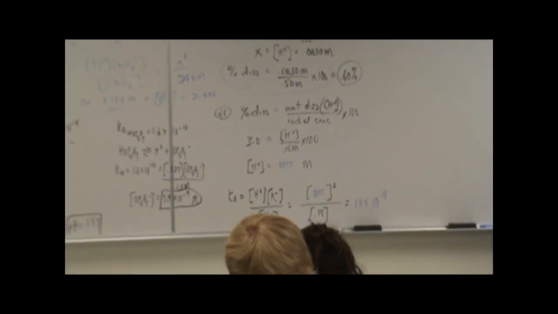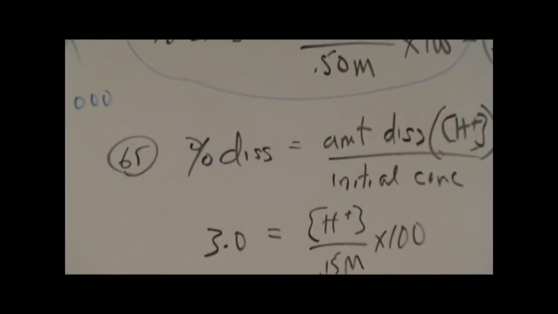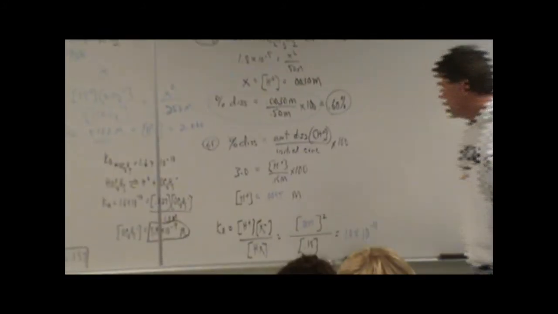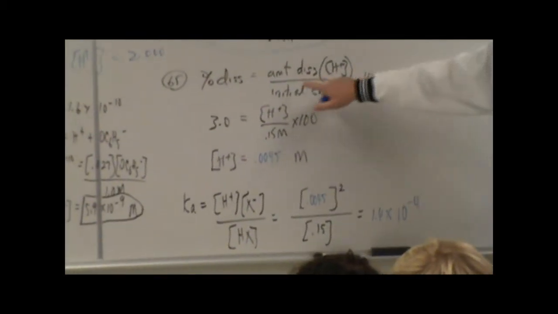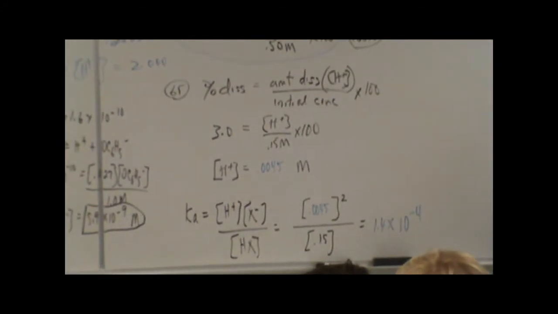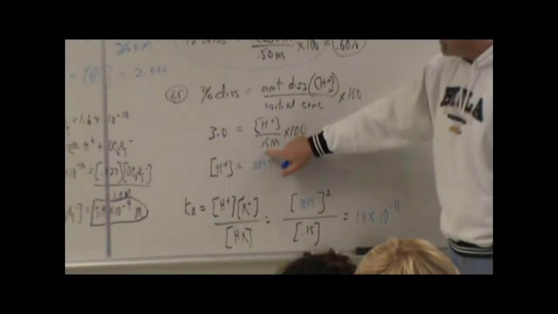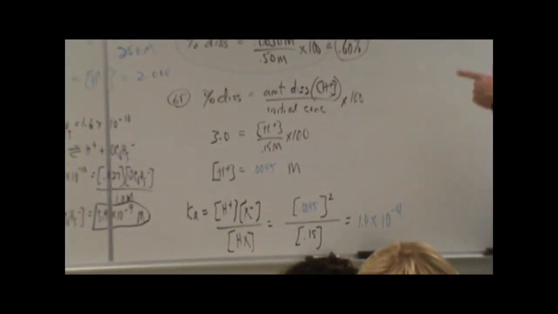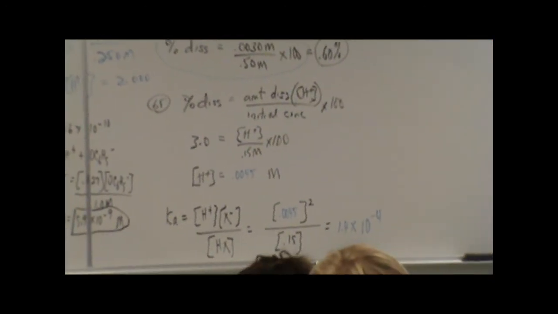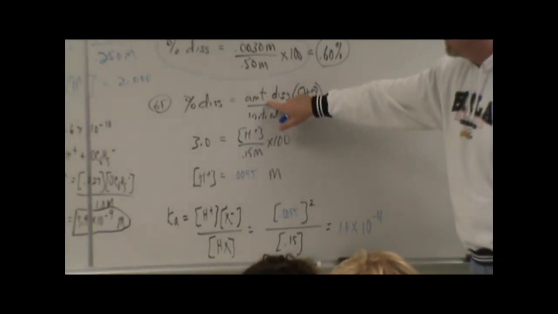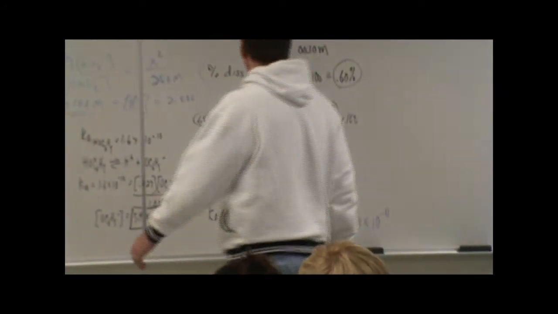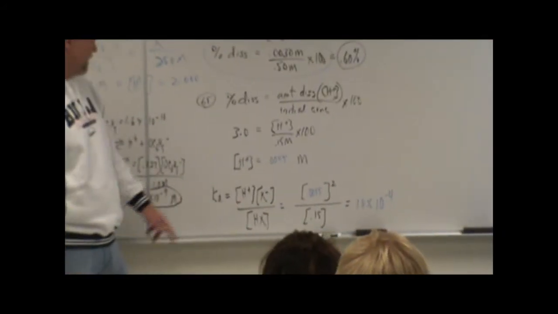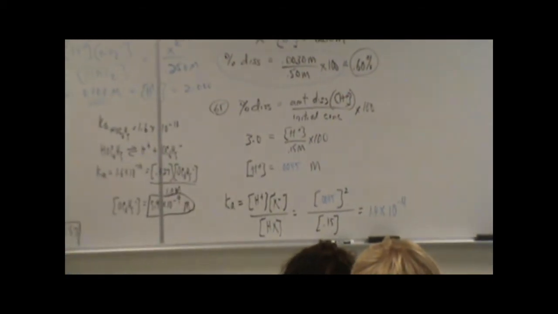Problem 65 tried to play with you and make it hard on you and say, if the percent dissociation is 3%, what's the Ka for a given acid? Well, they can't fool us because we know amount dissociated divided by initial concentration. They tell us the initial concentration is 0.15. So we solve for H plus, which is the amount dissociated, 0.0045. Then, since we don't know what the acid is, I just call it HX. It breaks up into H plus and X minus, okay?